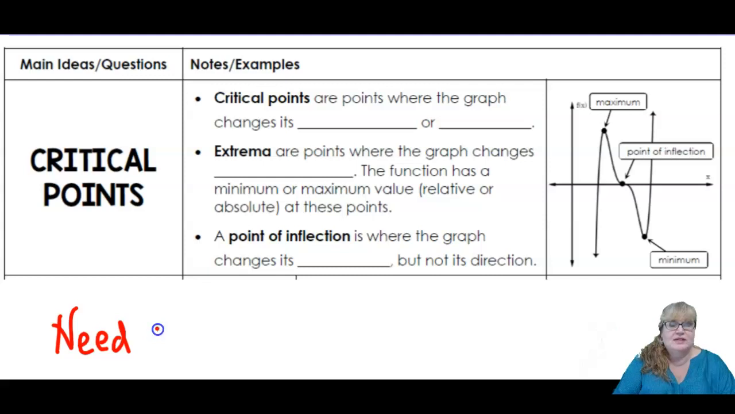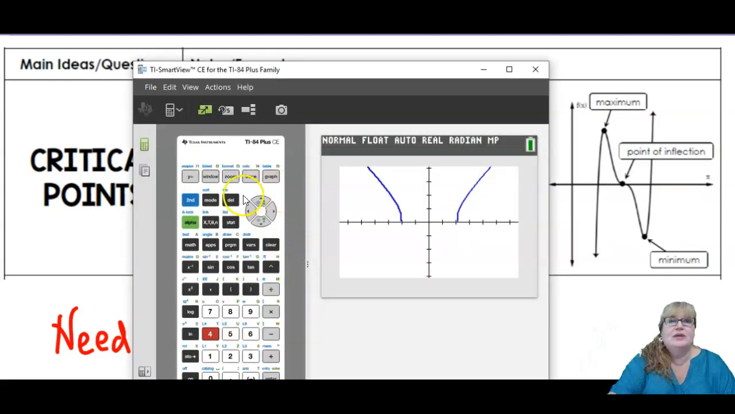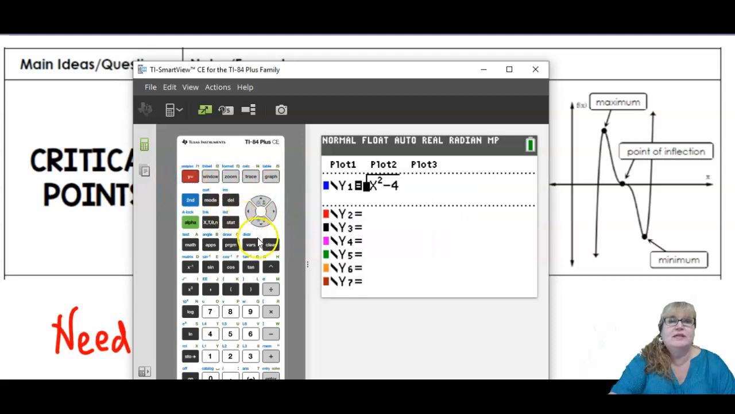I should have put a slide that said that at the beginning. All right, so I think I have mine down here ready to go. I probably should have typed stuff in already, but I didn't. So I'll clear all this out.